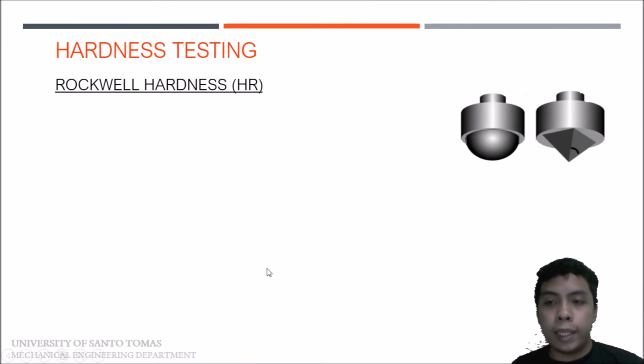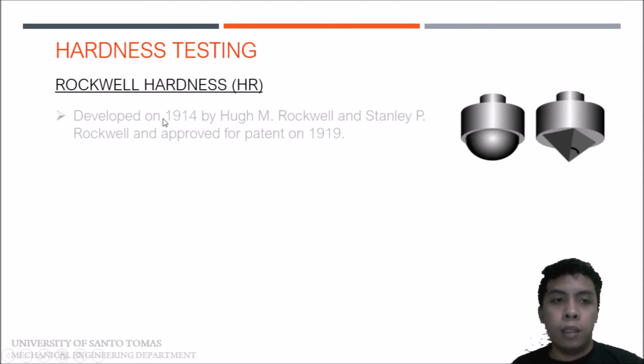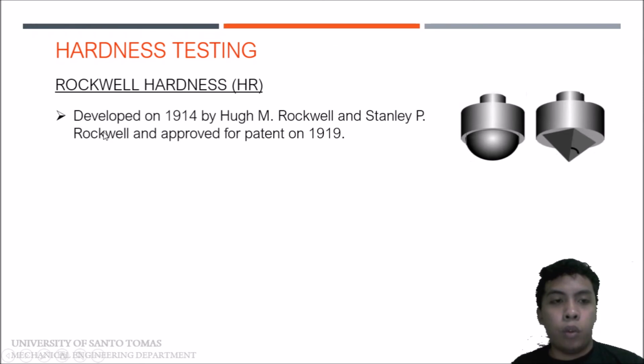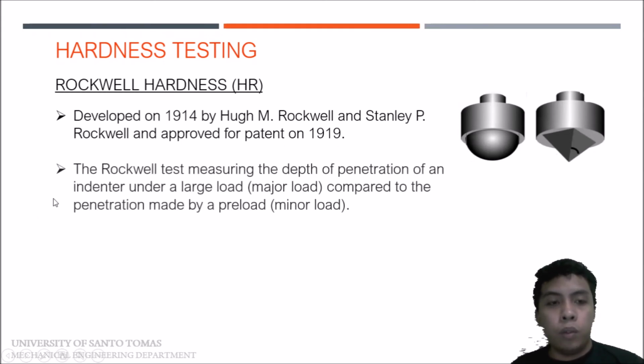Lastly, the last example of our indentation hardness testing is Rockwell. It was developed in 1914 by Hugh M. Rockwell and Stanley P. Rockwell and approved for patent in 1919. So the Rockwell test measures the depth of penetration of an indenter under a large load or major load compared to the penetration made by a preload, o tinatawag nating minor load.